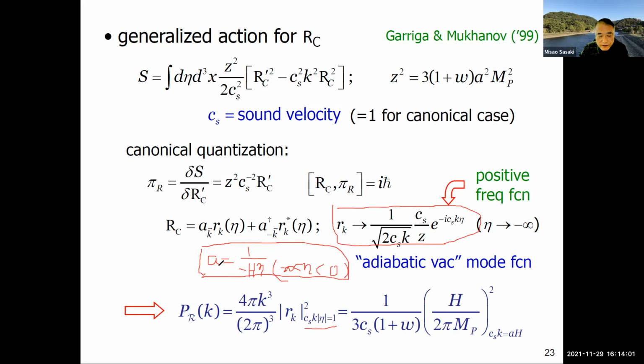Anyway, so assuming this approximation is valid, you just take the time where k equals a H. In this case, instead of k equals a H, which is the horizon, you now have c_s, the sound horizon. This is called the sound horizon. So at the time when the scale becomes greater than the sound horizon, the modes become frozen. So you can evaluate the amplitude of the curvature perturbation at sound horizon crossing.